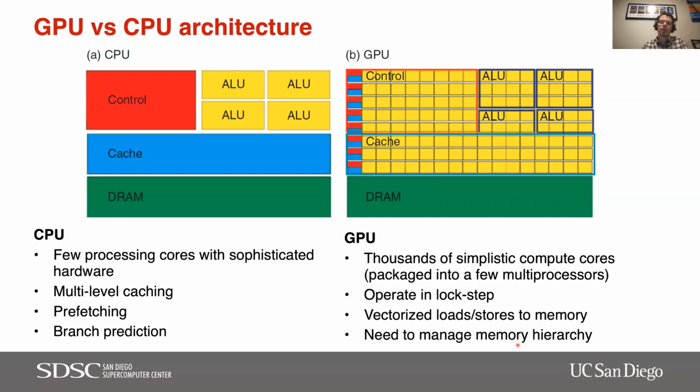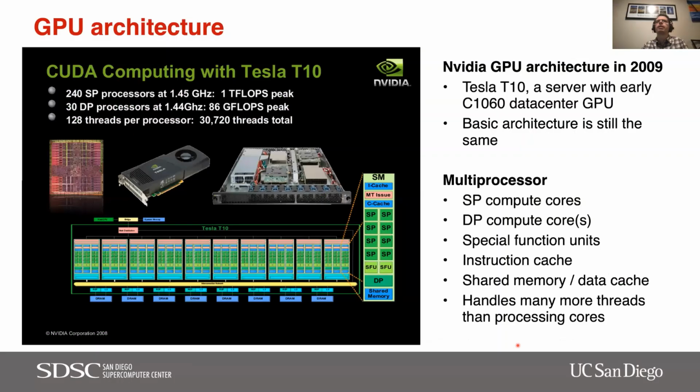So this has gotten better. You don't have to think about everything, but even with some of the directive-based programming approaches, if you don't know how the underlying architecture works, it's not automatic that your code will run very, very efficiently on the GPU. So it takes some work.